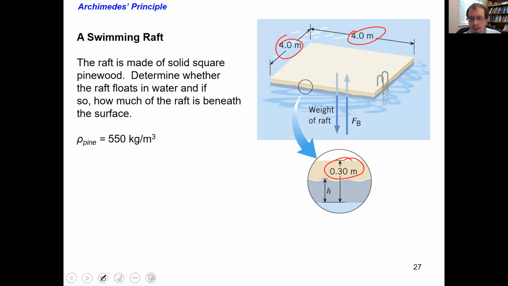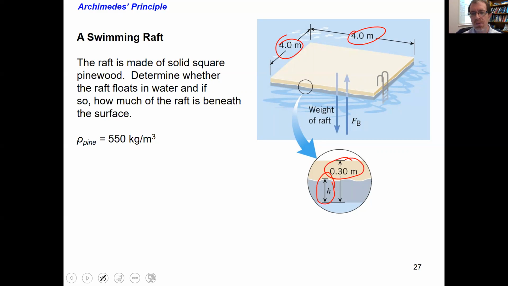Okay. Now, this thing is partially submerged, and our goal of this question is to figure out how much is it submerged? How deep into the water is it? And we'll just call that depth H. All right. So we know that we're going to use the buoyant force for this.